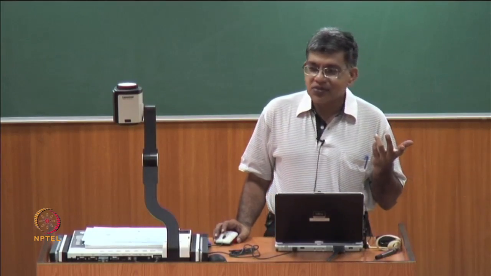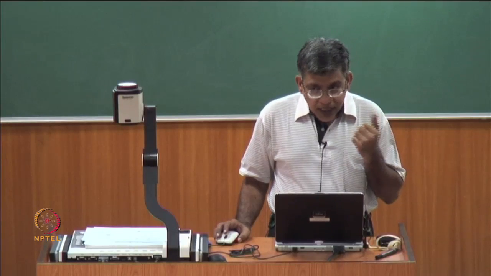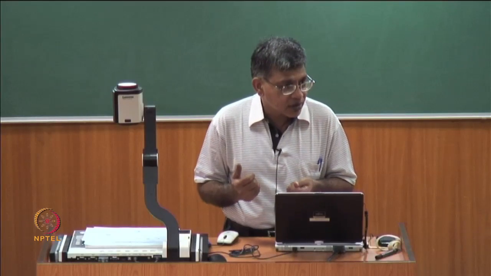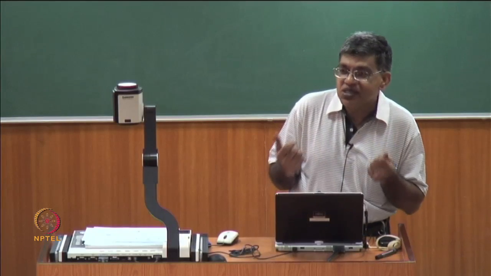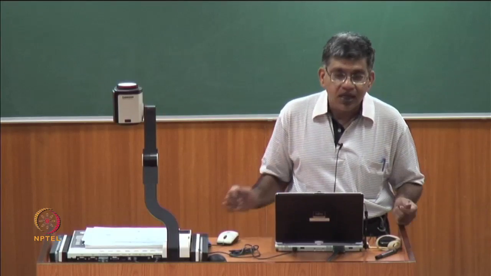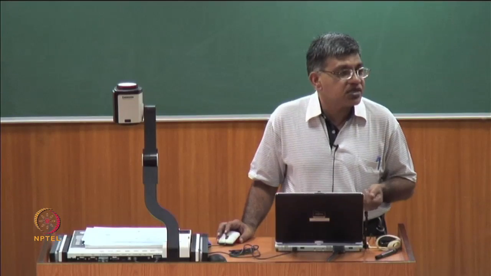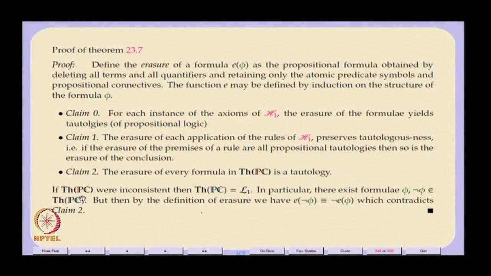Now we know that the erasure has to be consistent, but that does not mean that theory of PC itself will be consistent. It is only the erasure, since it produces only tautologous forms, that will be consistent. So now we argue by contradiction. Supposing theory of PC were inconsistent, then firstly the theory of PC would be the whole language L1. And in particular there will exist 2 formulas, phi and not phi, belonging to the theory of PC.